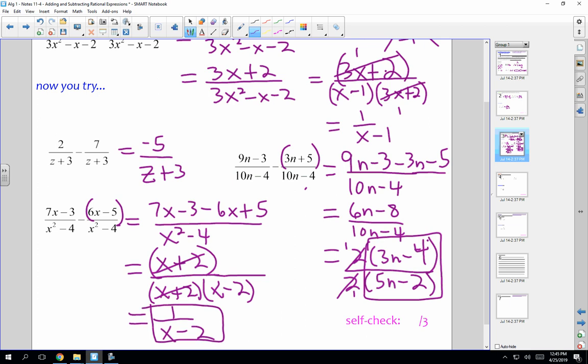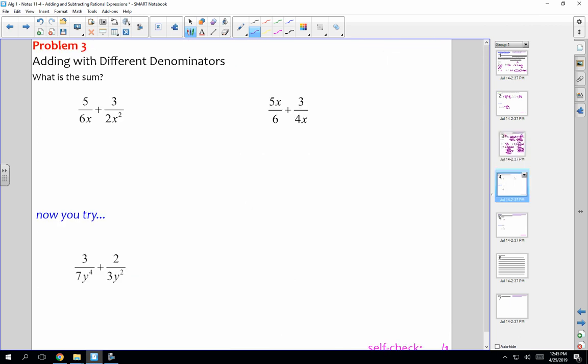And we're going to move into addition and subtraction with unlike denominators. So here they are, 5 over 6x plus 3 over 2x squared. We've got to find the LCD first. So LCD of these two, I can see that the 2 goes into the 6. So 6 should be part of the LCD. I'm going to take the highest power on x that is involved between those two bottom parts of the fractions, that is x squared.